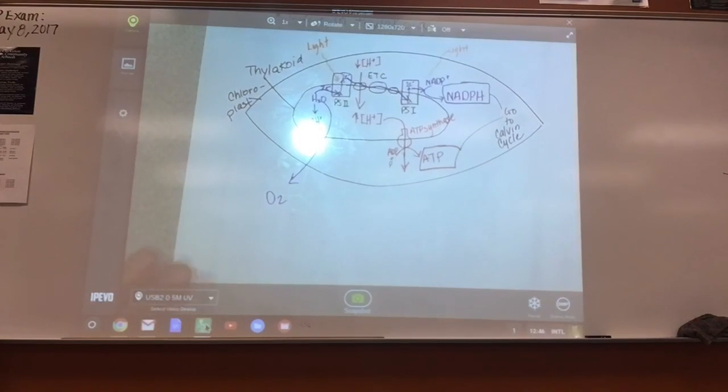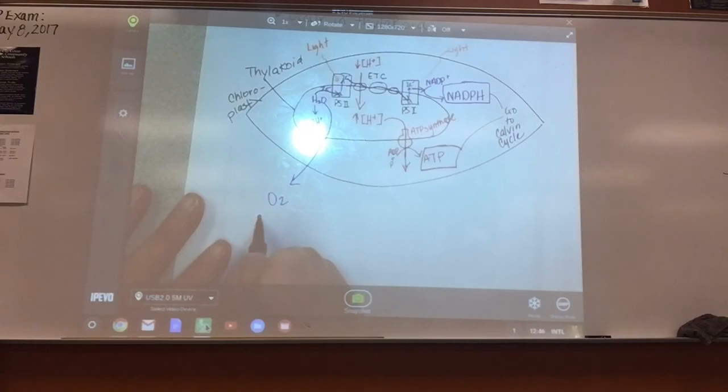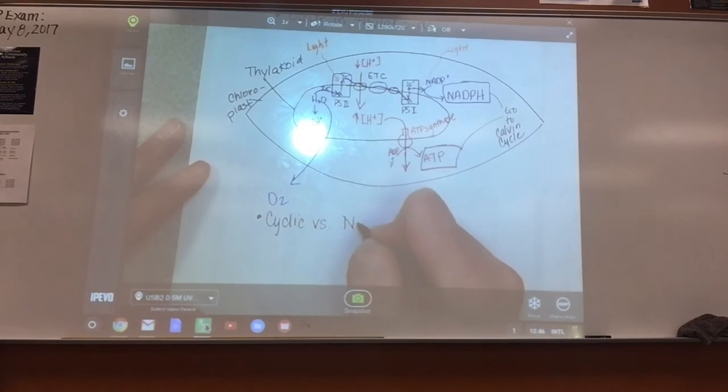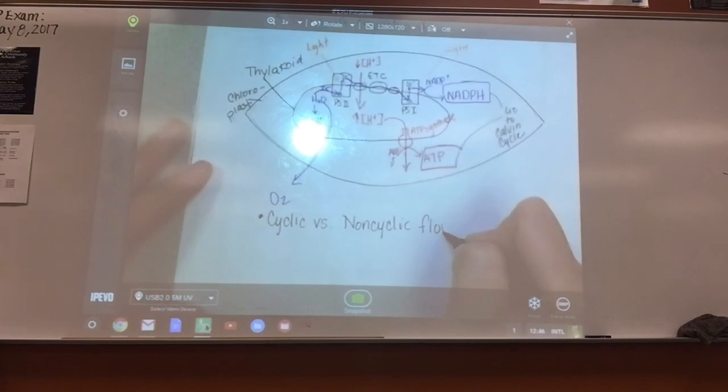And the last thing with photosynthesis is the Calvin cycle. This is its own entity, Calvin cycle. Where does the Calvin cycle take place in the chloroplast?